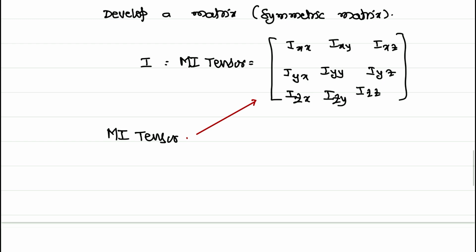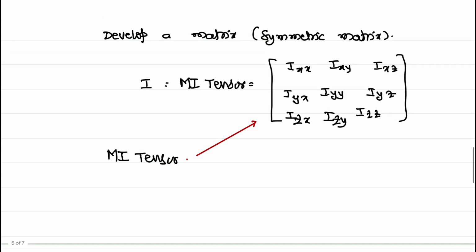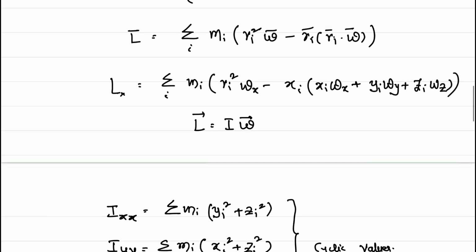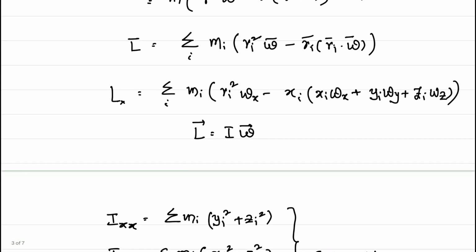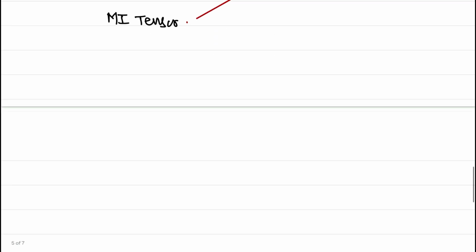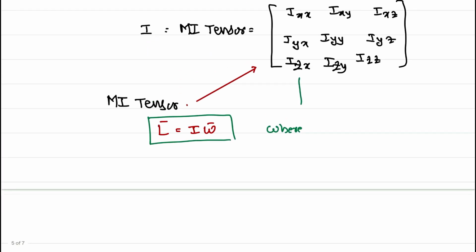Once you know these values and you have developed the moment of inertia tensor, it is developed from L is equal to r cross p. It is not developed separately from somewhere. From L is equal to r cross p, we have got this. Hence, L is equal to I omega. This is proved now, where I is this tensor, the moment of inertia tensor is this one, and omega is the angular velocity.